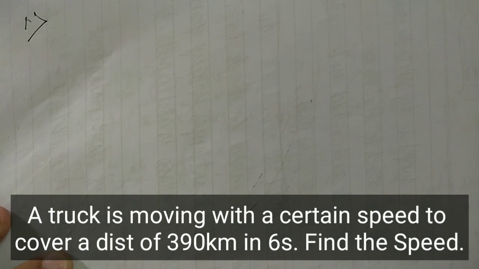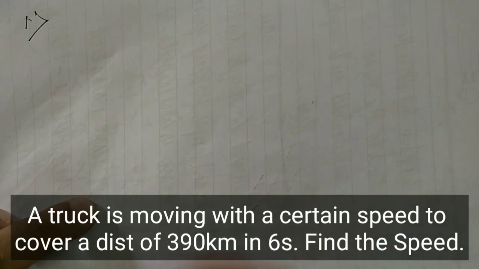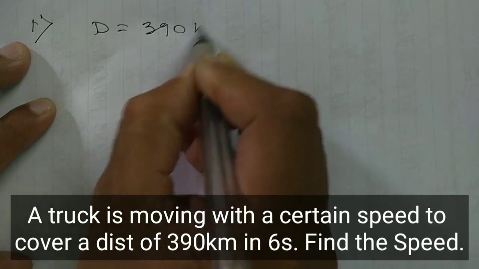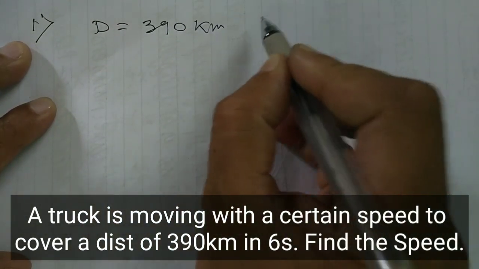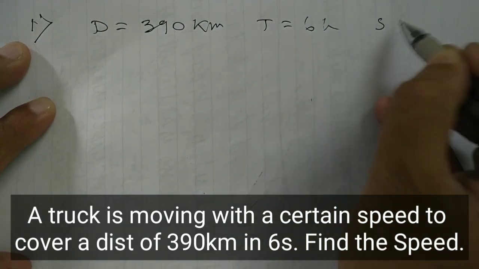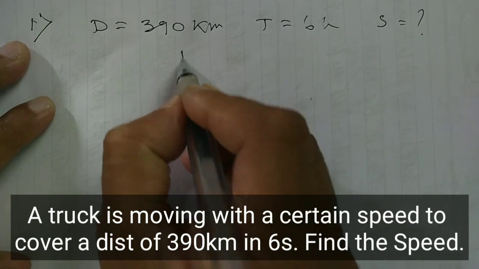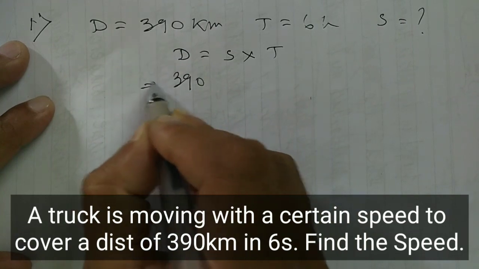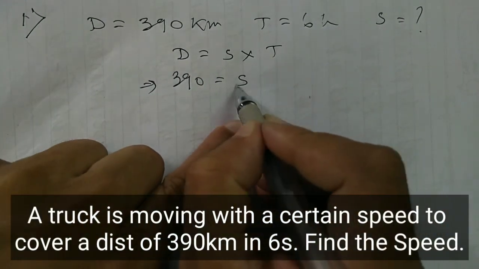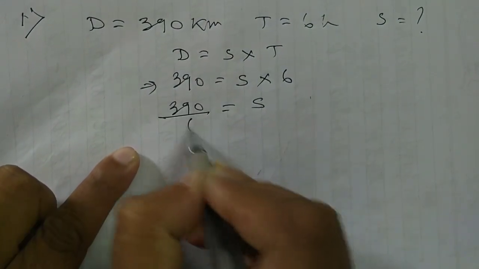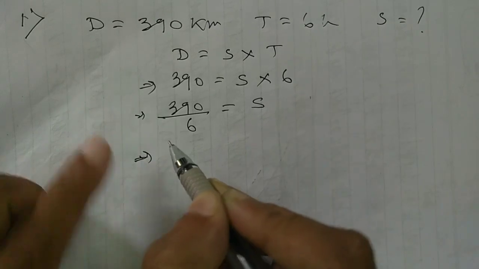A truck is moving with a certain speed and covers a distance of 390 km in 6 hours. What is my distance here? Distance equals 390 km. What is the time? 6 hours. So we have to find the speed. We know the simple formula, distance equals speed into time. So if you put the value, 390 equals speed, which we do not know, into time 6 hours. So speed equals 390 by 6. So just divide it.